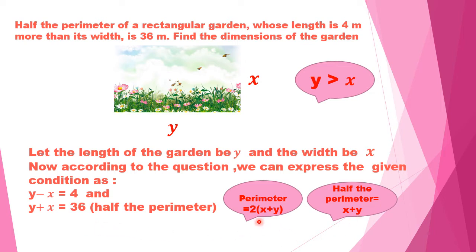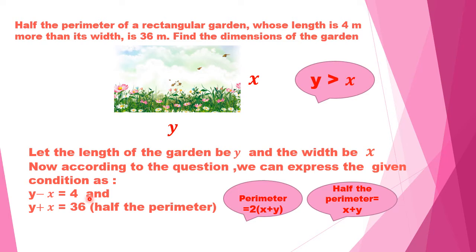Because when we divide 2(x plus y) by 2, 2 and 2 get cancelled and we remain with x plus y. This x plus y is equal to 36. This condition is already there in the question. Half the perimeter is 36. Now we are ready with the two equations, and now we'll do the graphical representation of these two equations.